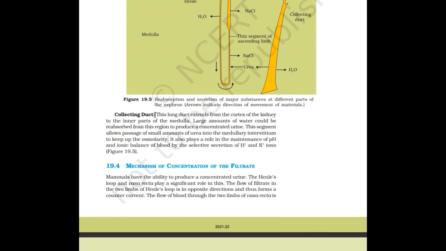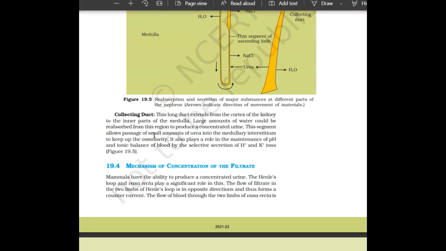Collecting duct. This long duct extends from the cortex of the kidney to the inner part of the medulla. A large amount of water could be reabsorbed from this region to produce a concentrated urine. This segment allows passage of a small amount of urea into the medullary interstitium to keep up the osmolarity. It also plays a role in maintenance of pH and ionic balance of blood by the selective secretion of H+ and K+ ions.